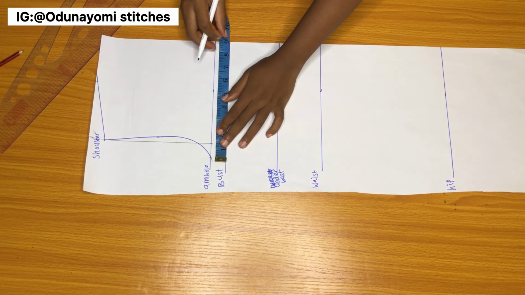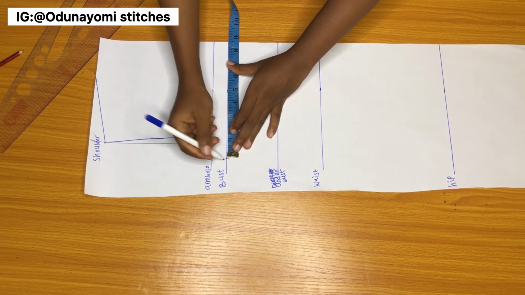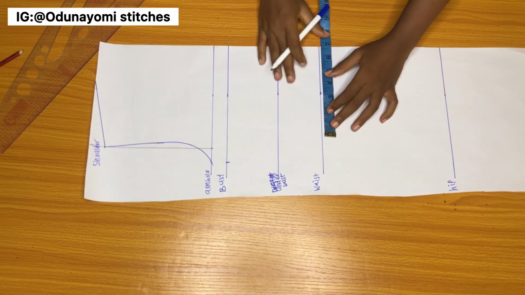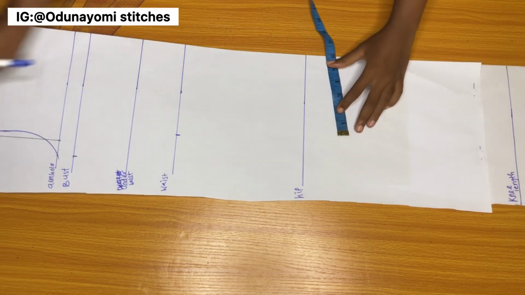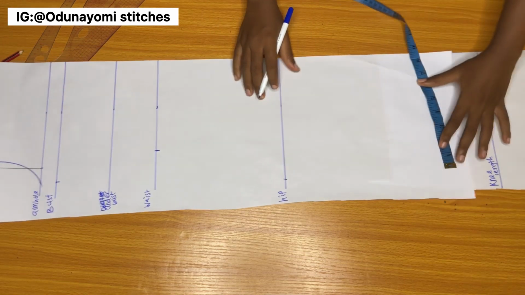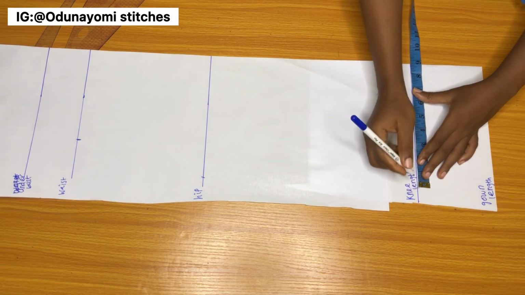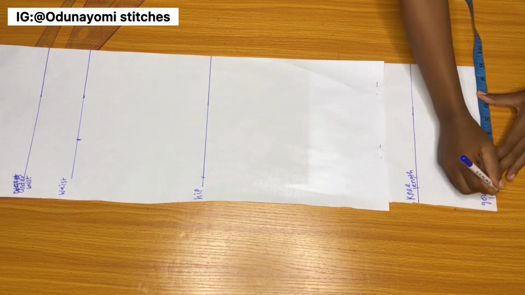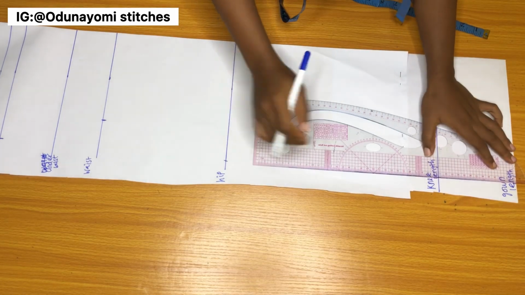For the other measurements, whatever your measurement is, just measure it on your pattern paper. Now we'll start with the bust. You measure your bust divided by 4. Then you move to the waist area, your waist divided by 4. For the front, we will not be adding any darts at all. At the hip area, you measure your hip divided by 4 also. At the knee length also, you measure your hip divided by 4. And at the gown length, you measure your hip divided by 4.